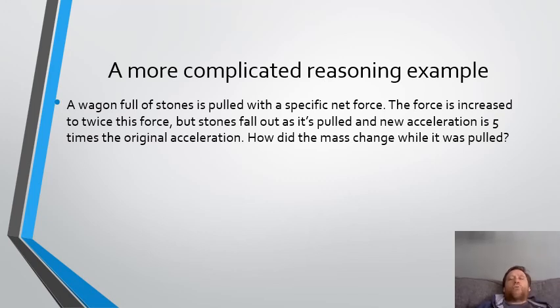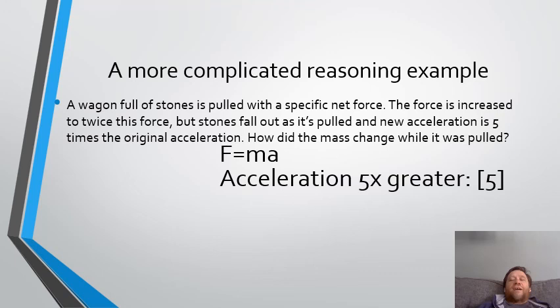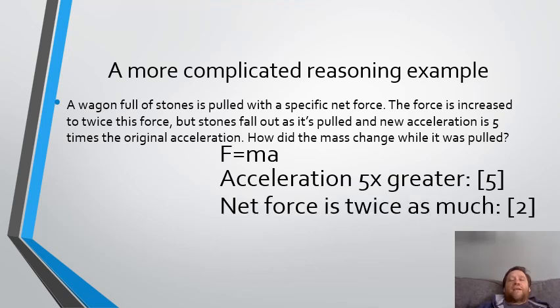Well, you can see now both things change, so that gets to be kind of a hard thing to figure out. So let's see what we can do with it. Again, I'm going to start with force equals mass times acceleration. Net force equals mass times acceleration. The acceleration is 5 times greater, so I put 5 in brackets. The net force is twice as much, so that's a 2 in brackets. And then I'm going to put those brackets into my Newton's second law equation. So 2 in brackets equals m in brackets times 5 in brackets.